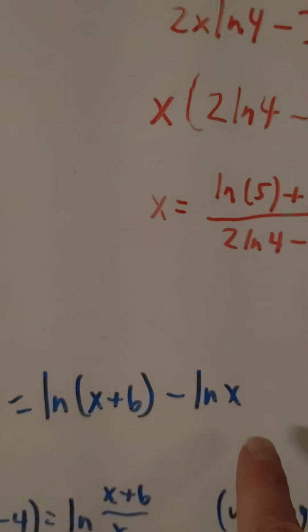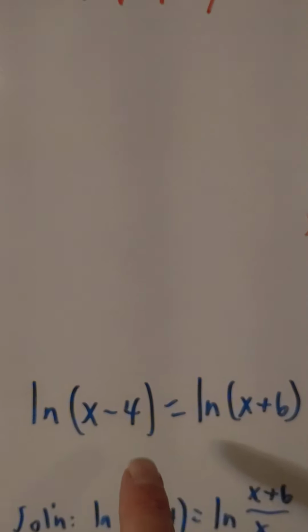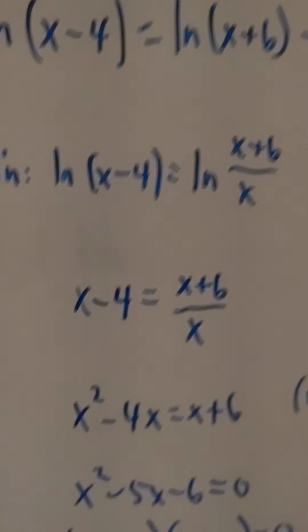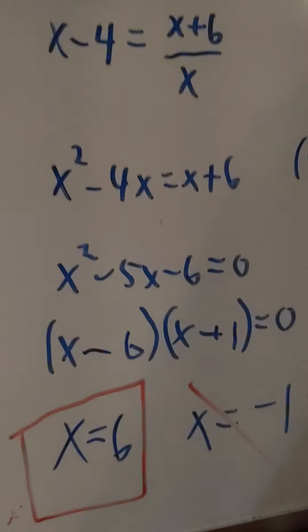It works for that one. Does not work for that one. But if it doesn't work for even one of them, then you reject the answer. So that's the final answer. x equals 6.